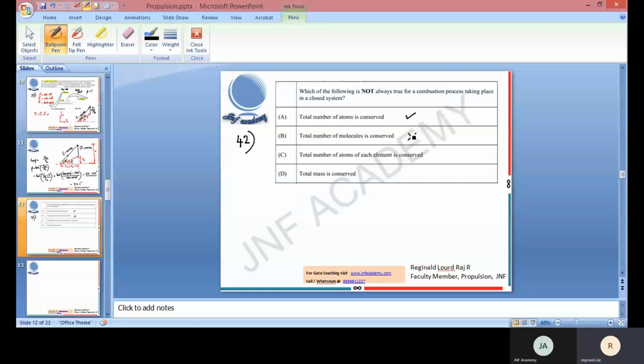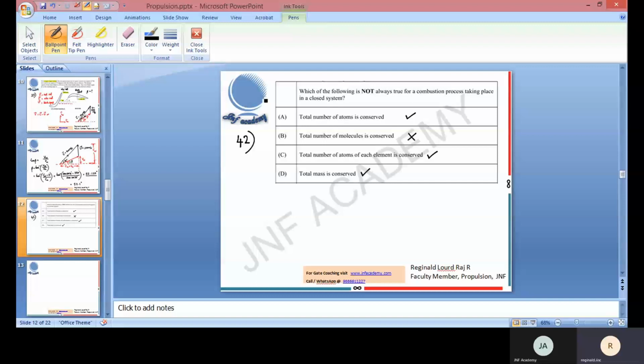No, the molecules can change. Atoms can become molecules, molecules can break into atoms. 2 molecules can become 3, 3 molecules can become 2. Molecules are never conserved in a chemical reaction. Total number of atoms of each element is conserved? Yes. In fact, that's how we balance a chemical reaction. Total mass is conserved? Yes. Because it's a closed system, mass is definitely not going out. The atoms are not going out. Mass has to be conserved.